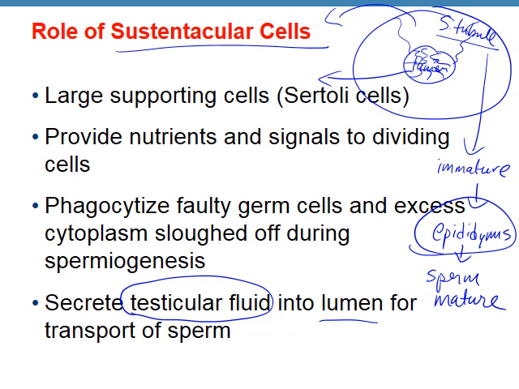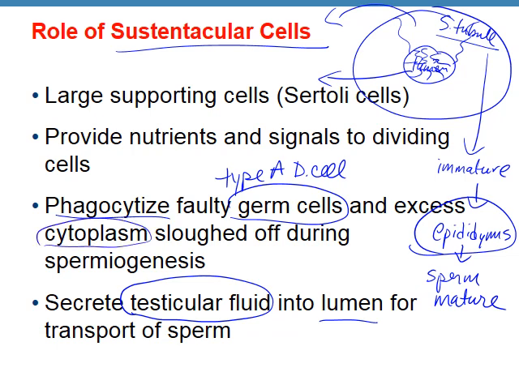Also, inside the sustenacular cell, you can have macrophages that can break down, phagocytize germ cells, anything that's wrong or faulty. So remember that germ cell is that type A daughter cell. If anything happens to it where its DNA is compromised, you can get rid of it within the sustenacular cell.